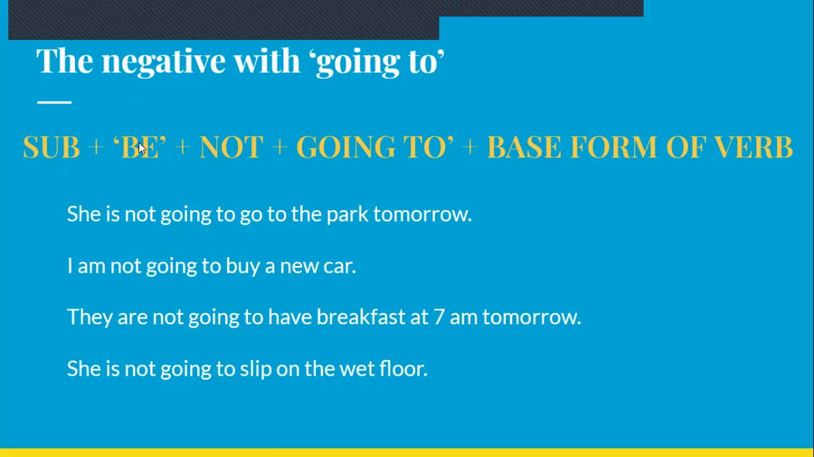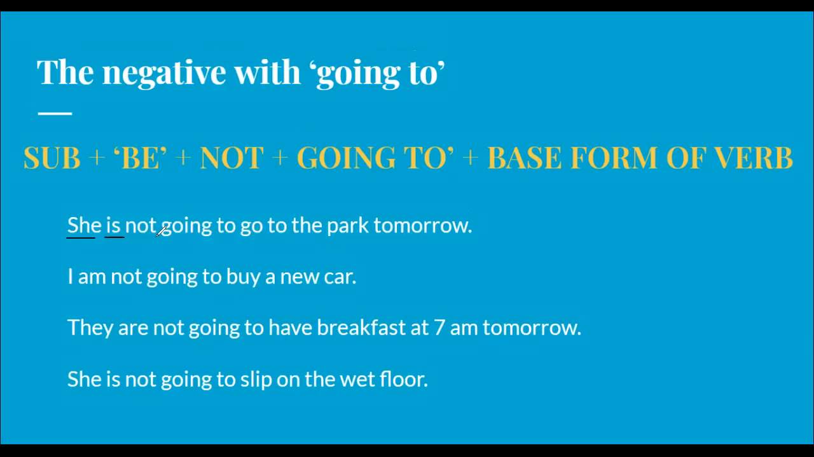Subject plus the be की form is our am message obio plus going to से पहले अब हमने not लगा दिया plus the base form of the verb plus the rest of the sentence. So everything remains the same. So she is going to go, base form of the verb, to the park tomorrow, rest of the sentence. So she is going to go to the park tomorrow.